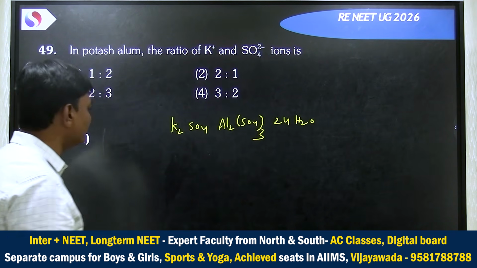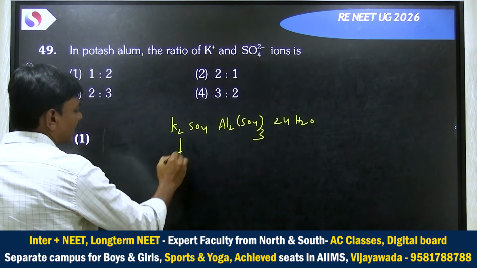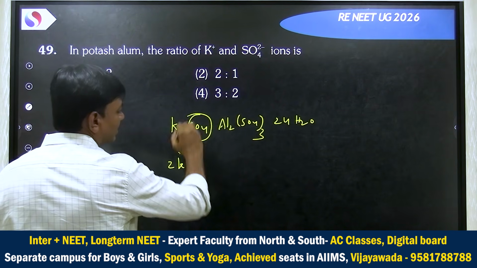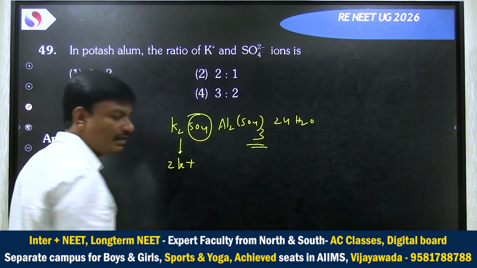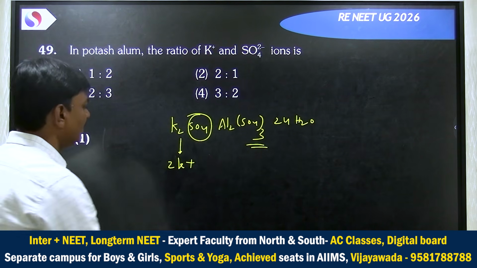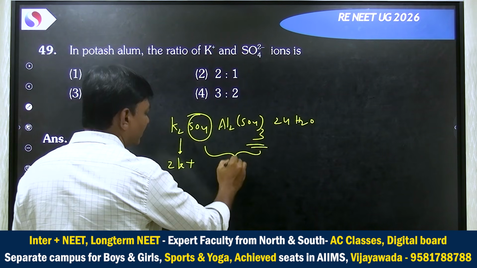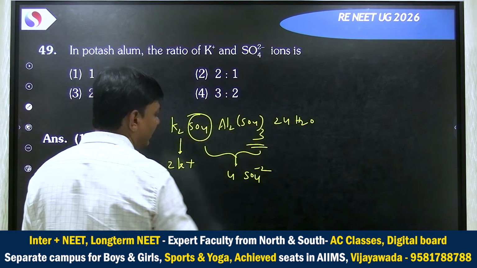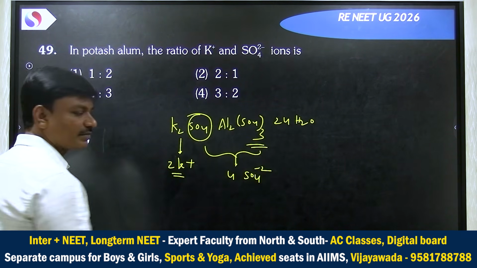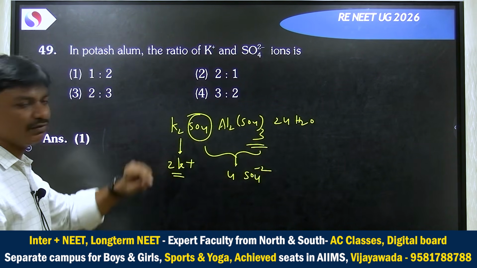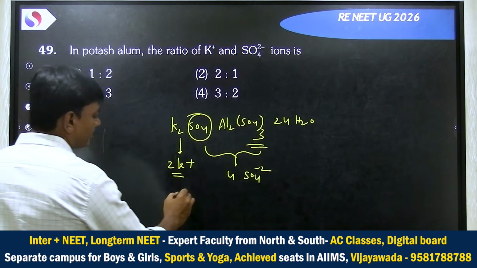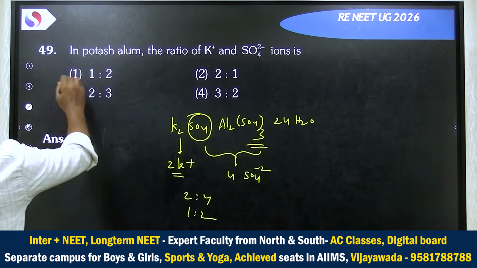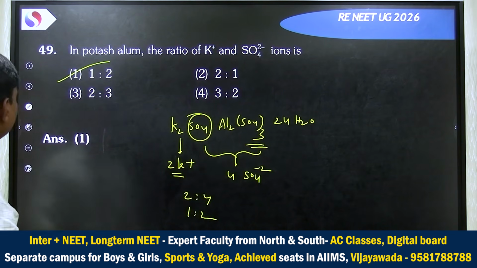So the number of K plus ions: here 2 K plus ions are there, and SO4 minus 2, it has 3 SO4 minus 2 ions. Then in total, this potash alum has 4 SO4 minus 2 ions and 2 K plus ions. The ratio of K plus and SO4 minus 2 ions is 2:4, that means 1:2. Then the correct option will be the first option. Okay. Then next one.